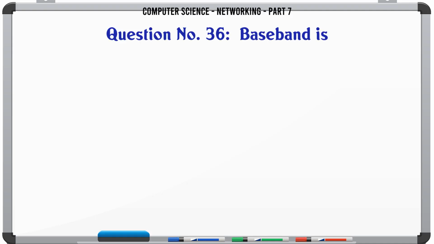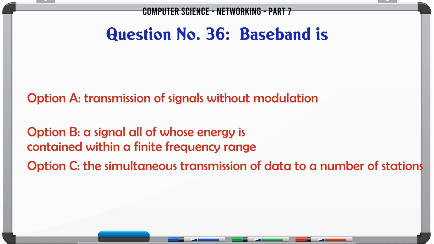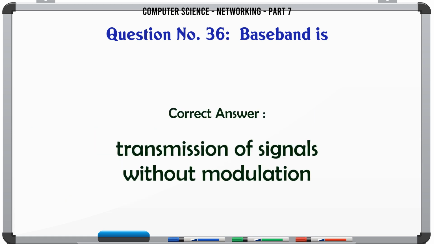Baseband is A. Transmission of signals without modulation. B. A signal all of whose energy is contained within a finite frequency range. C. The simultaneous transmission of data to a number of stations. D. All of the above. The correct answer is transmission of signals without modulation.